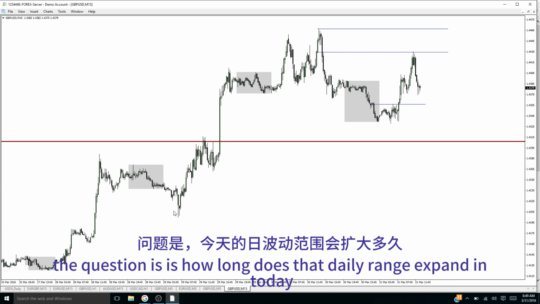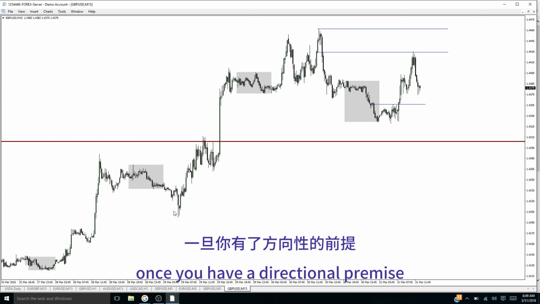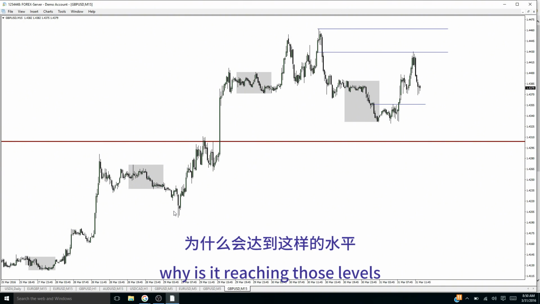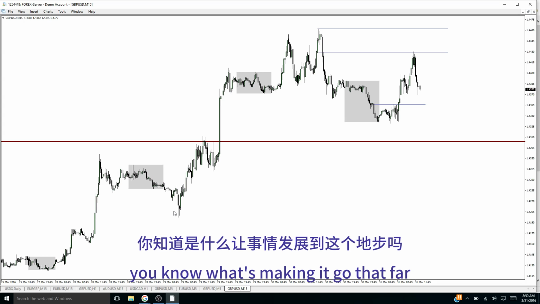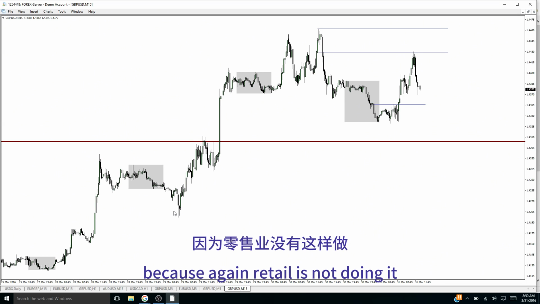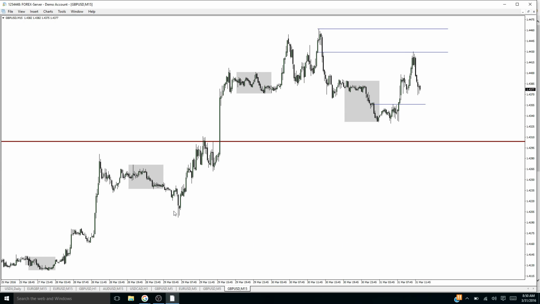The question is, how long does that daily range expand intraday? Once you have a directional premise, how far does it reach for? Why is it reaching those levels? What's making it go that far? It's not every one of us buying it, because again, retail's not doing it. So what is it doing?